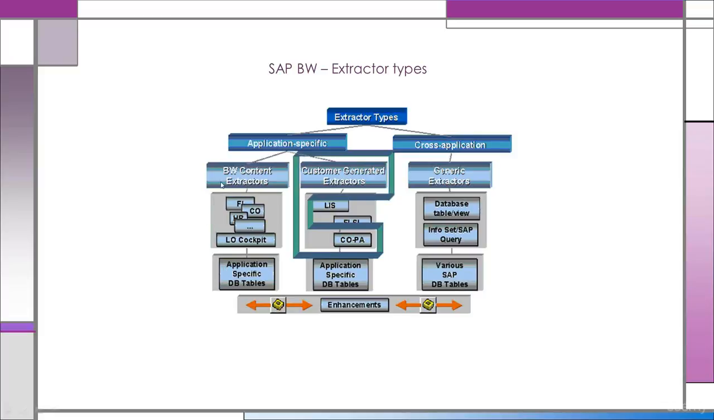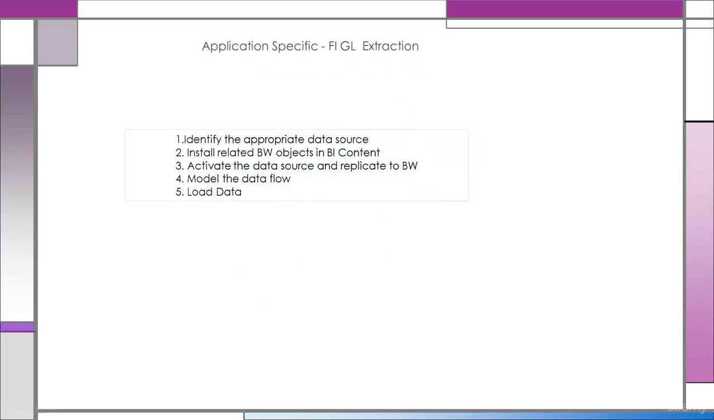Right now, I'm going to take an example of a BW content extractor, and we will see what the steps are in connecting ECC and BW, and what objects need to be activated for that. So the steps involved in end-to-end implementation from ECC to BW are, for example, if they give you a requirement to create a report on FI, a line item or leading ledger, right?